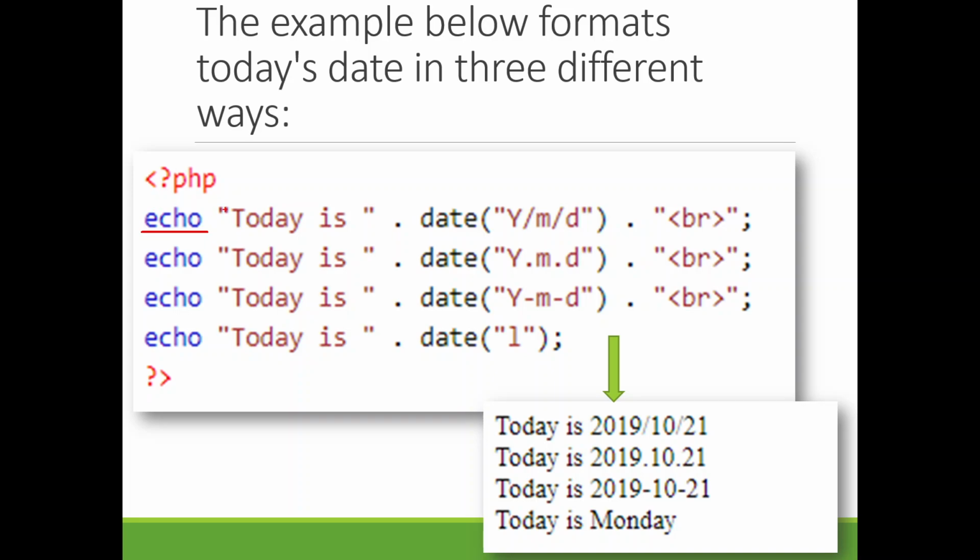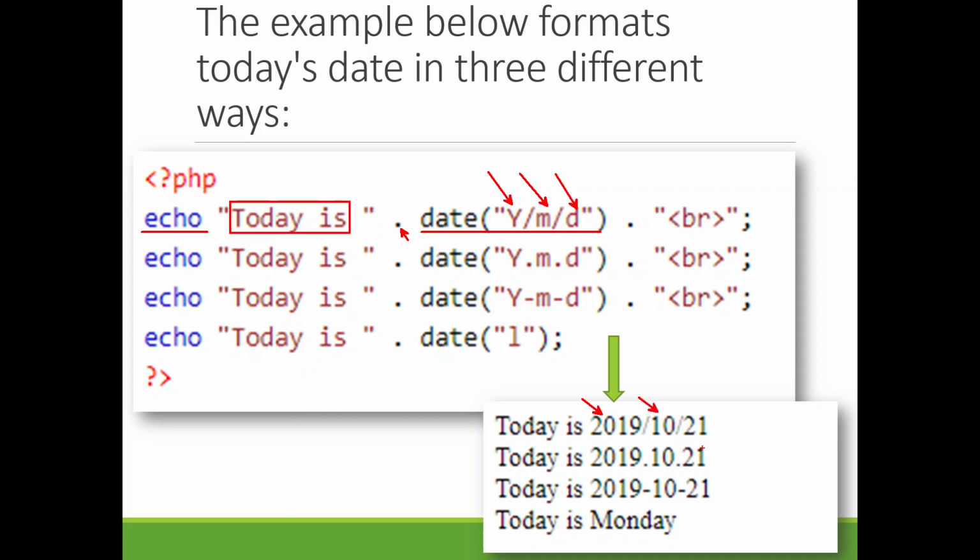So we just bring echo, then print out this string, "Today is", then we concatenate using a dot, the dot operator here. Then we use the date function, date. Here we are using capital Y, then a forward slash, small m, small d. If you do that, then it's going to print 2019.